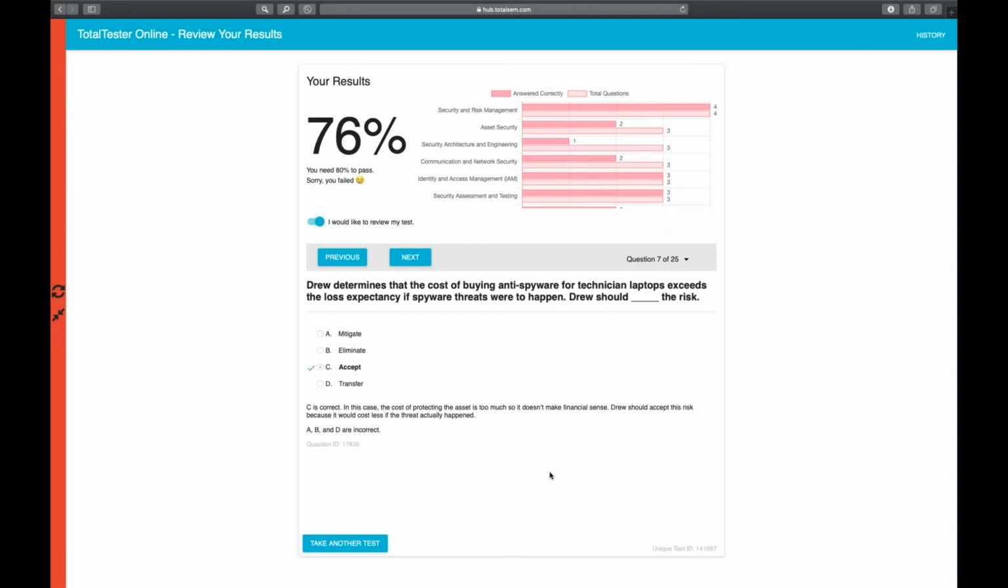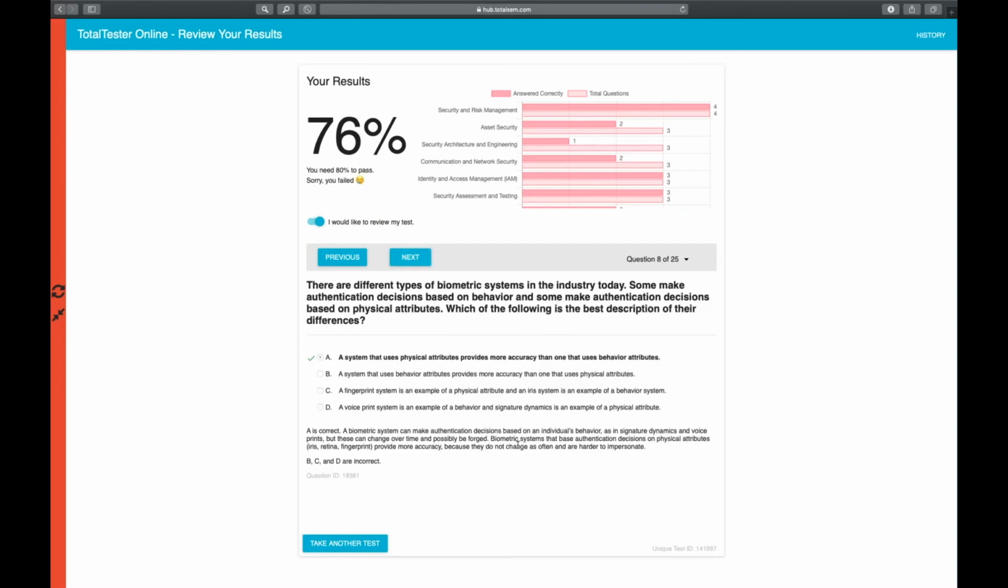Yep, we would need to accept the risk here. In this case, the cost of protecting the asset is too much, so it doesn't make financial sense. You never ignore the risk, but you can accept the risk. If you accept it, you still have to look at it on a regular basis to see if anything's changed.